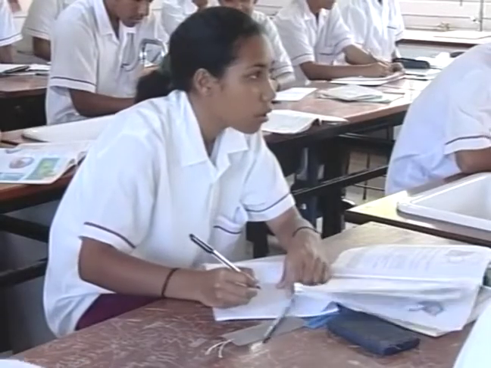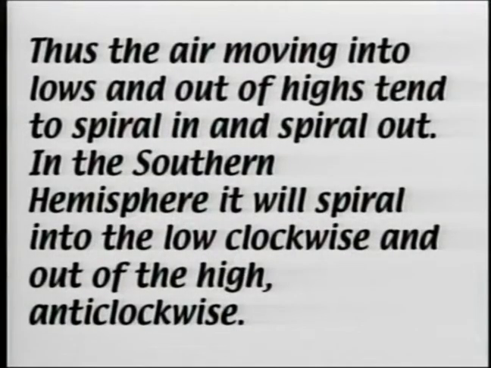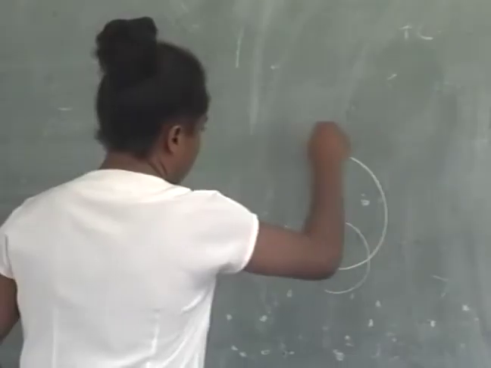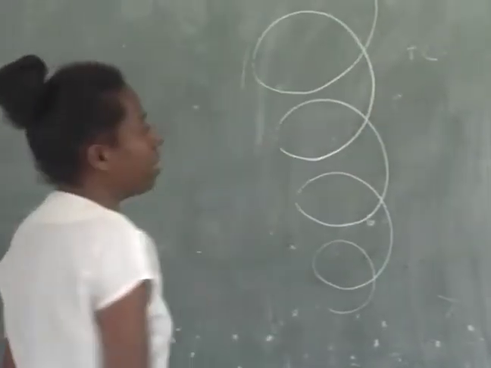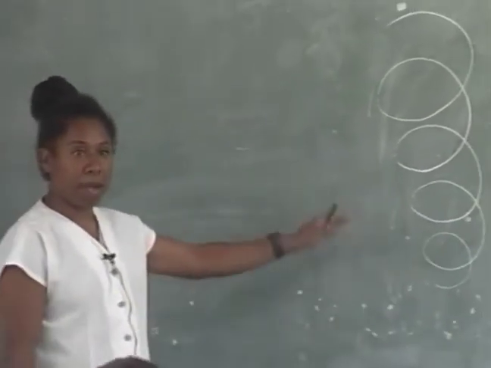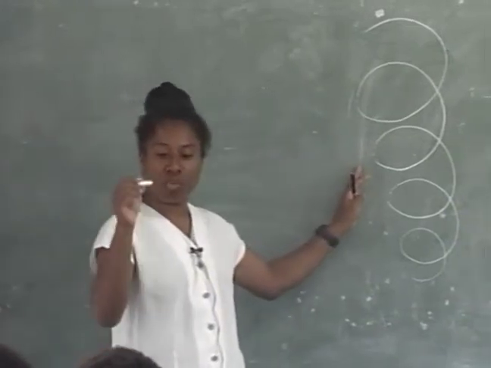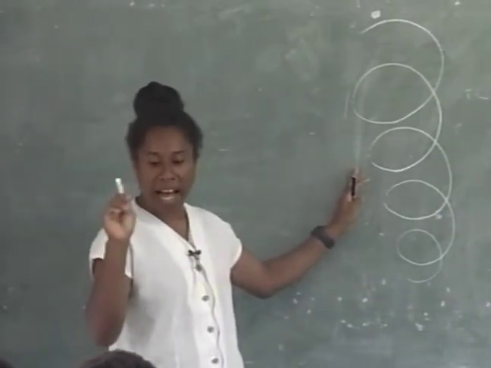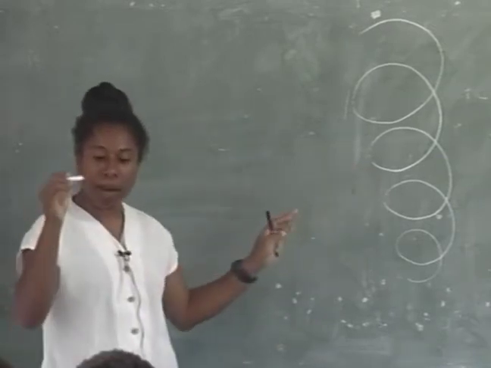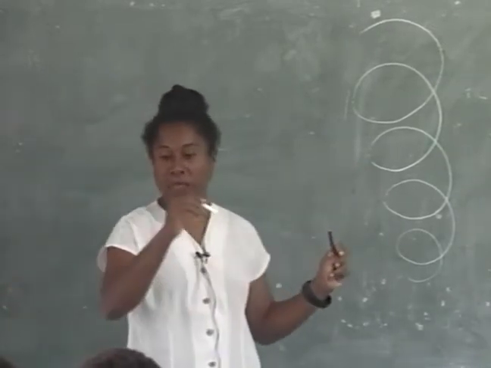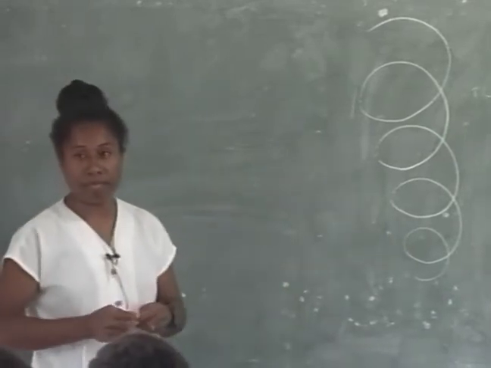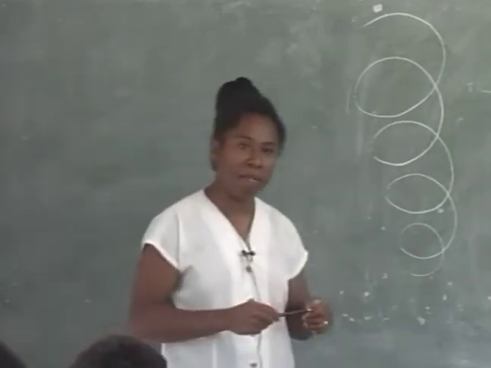Thus, the air moving into lows and out of highs tend to spiral in and spiral out. So if we have to describe the spiral movement, it is simply a movement like this. That's spiraling. Okay, the spiral movement, air moving into the lows and out of the highs tend to spiral in and spiral out. We understand that so far?